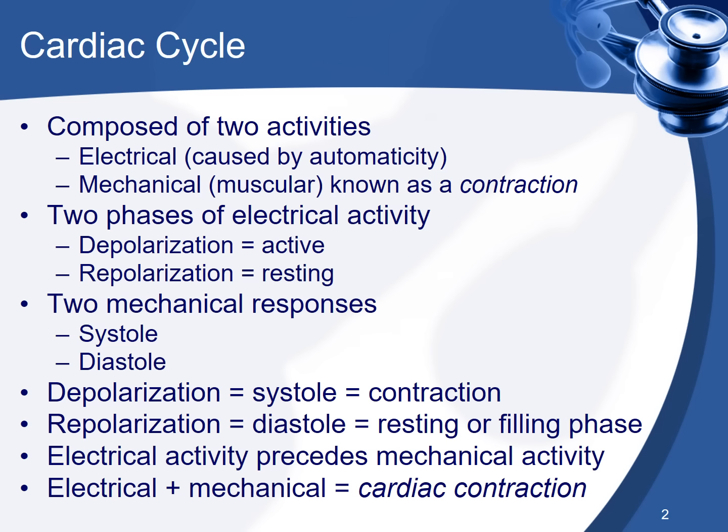As you remember from your anatomy and physiology class, cardiac cycle is composed of two different activities. There is an electrical component and there is a mechanical component. So the electrical component has to occur first to be able to generate that stimulus for the mechanical or the muscular contraction to occur, and that would be your heartbeat.